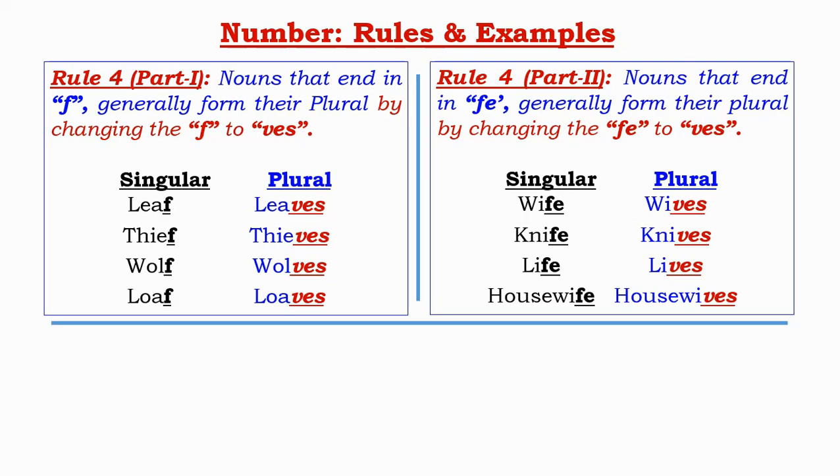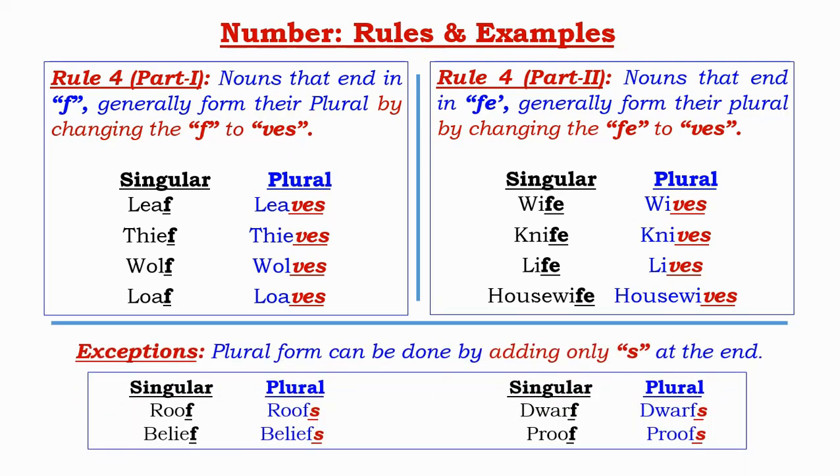Here you can see that wife becomes wives, knife becomes knives, life becomes lives, etc. In this rule also there is an exception. These exceptions are that there are a few words whose plural form can be made by adding only s at the end. You need to remember those, such as roof becomes roofs, belief becomes beliefs, etc.